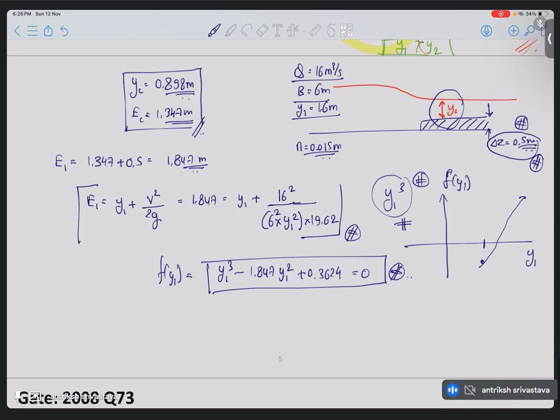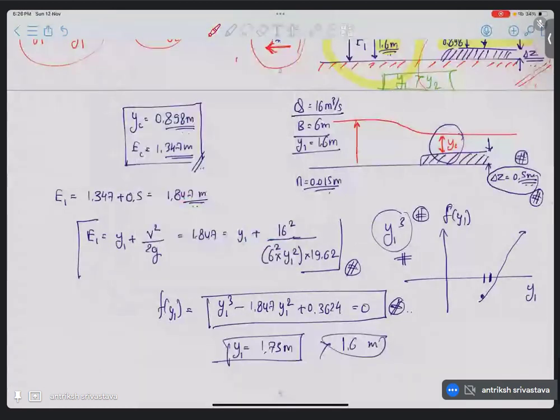So I just tried by hit and trial. I tried the value 1.7 and we still got the value as negative. So this value of y1 is coming to be around 1.73 meters. That is greater than 1.6 meters, which was the original depth in the upstream. So now we know how we have to calculate the upstream depth if the channel is provided with a hump which is greater than the maximum allowed hump.